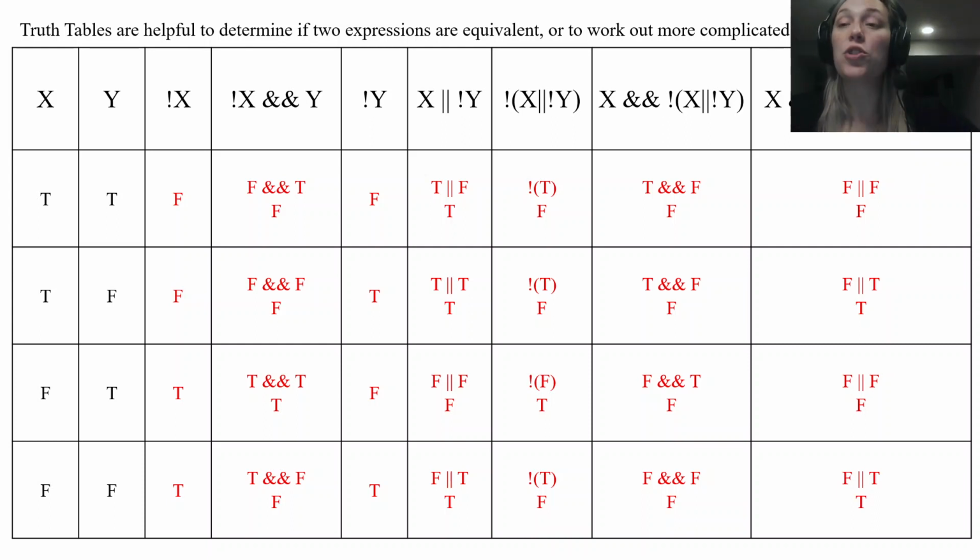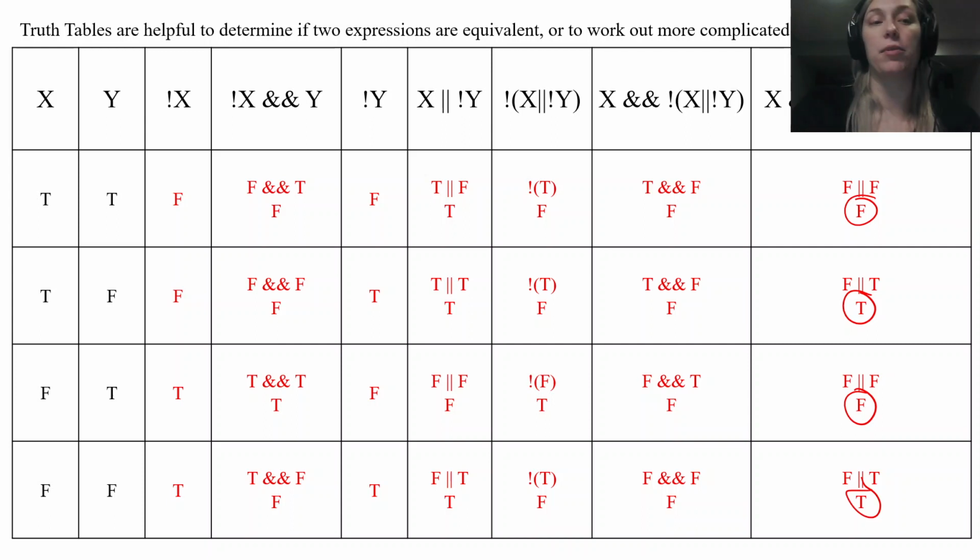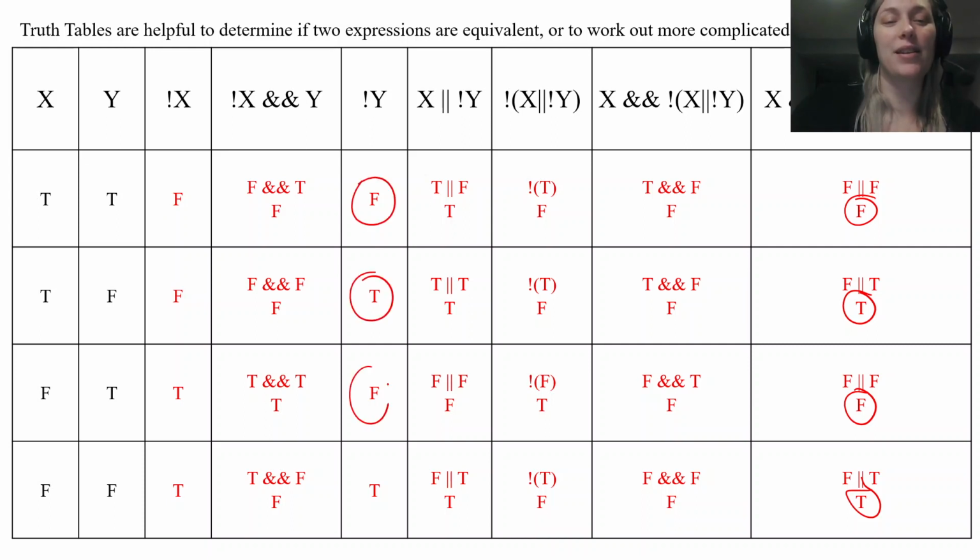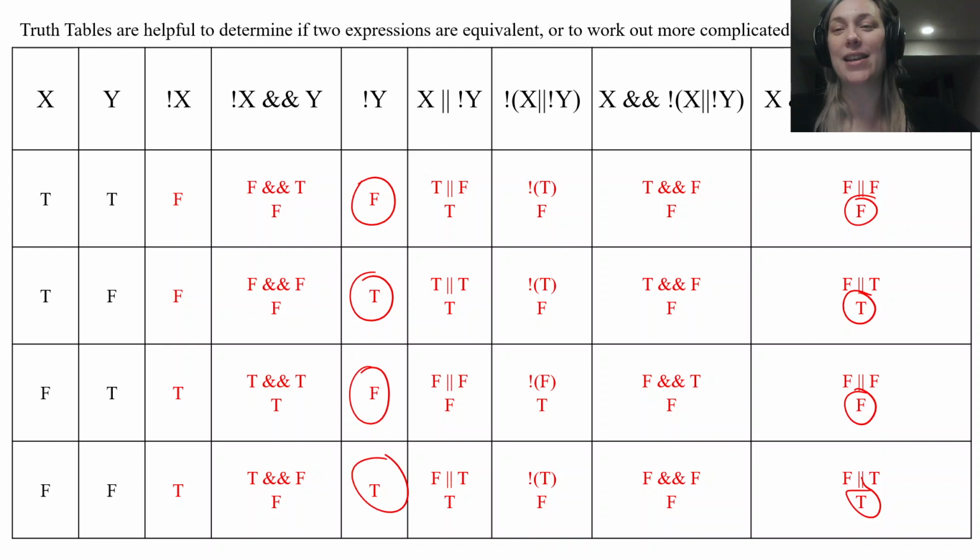Okay, so this is an example. If you look at false, true, false, true, where else do you see that pattern in the truth table? Where is it? Right here. Okay. You see that same pattern over here. So that means that this expression matches the not Y logical expression.